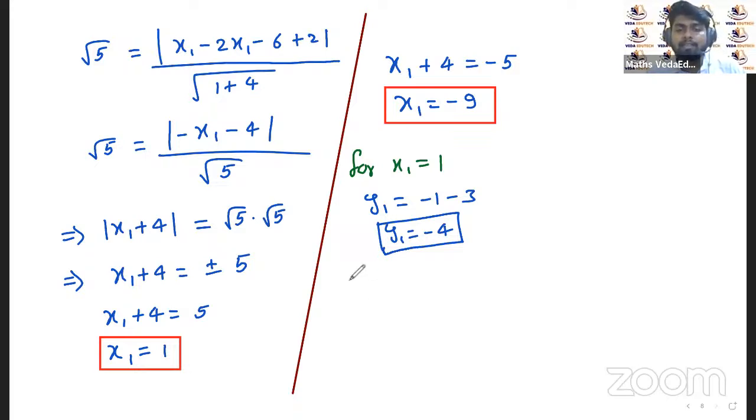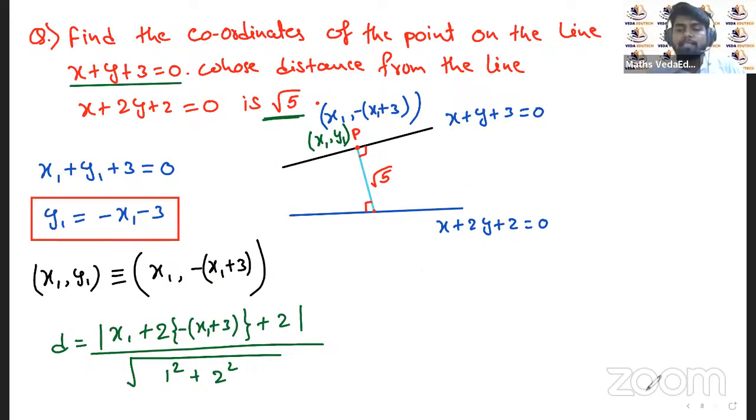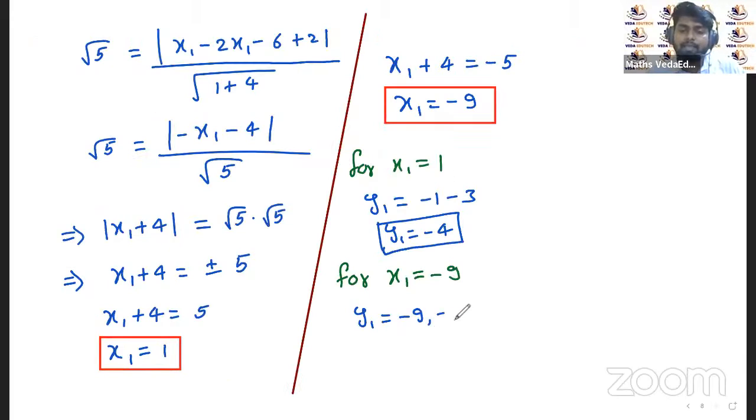Second one is for x1 equal to minus 9, so y1 will be again minus 9 minus 3. So finally, y1 is nothing but minus 12.